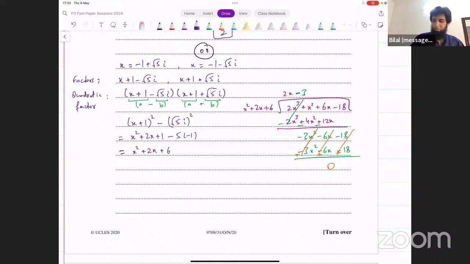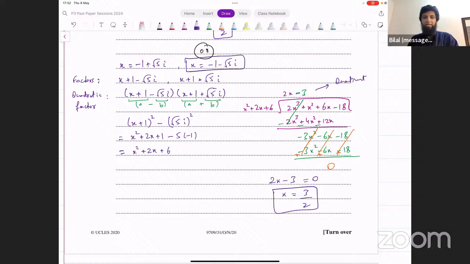And now 2x minus 3 is the other factor. So how do you find the solution from that? 2x minus 3 equals 0, x equals 3 over 2. This is the real solution that we were looking for. So again, we've got those other solutions: x equals minus 1 minus under root 5 iota, and x equals 3 over 2. That's the final result that we get.